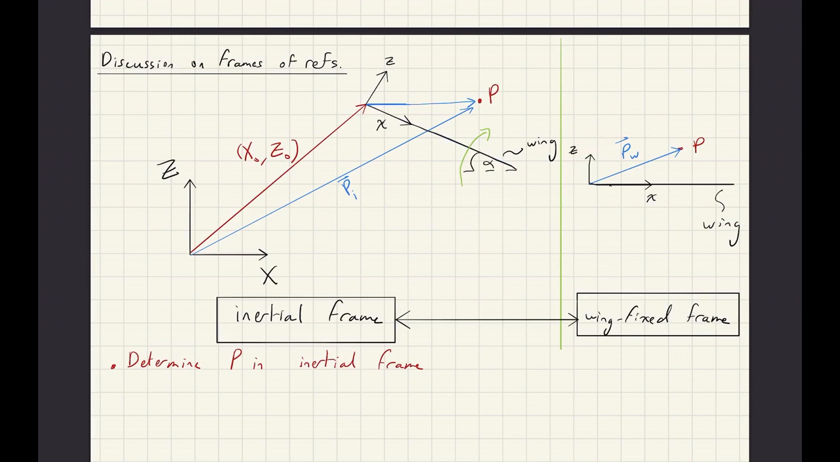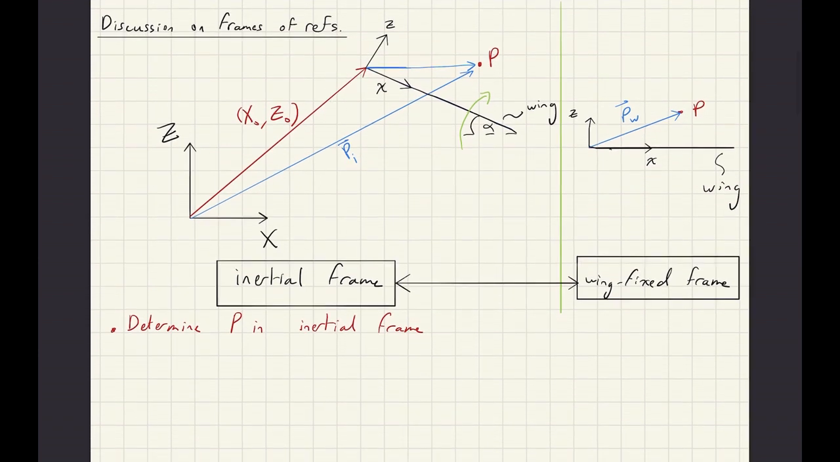Here we are going to do things differently, where we will still use the wing fixed frame to, for example, calculate your influence coefficients and all that stuff. But we will need to do a significant amount of stuff in the inertial frame, like the propagation of vorticity and kinematics and all that. So we need to be able to switch between frames easily.